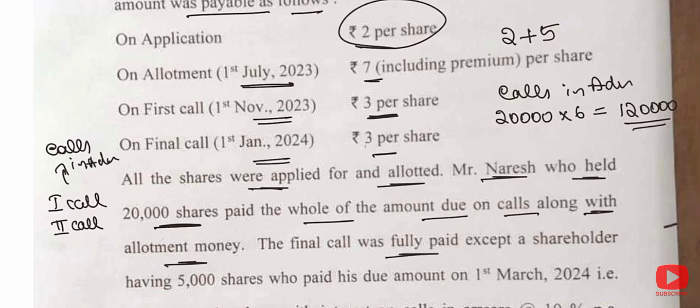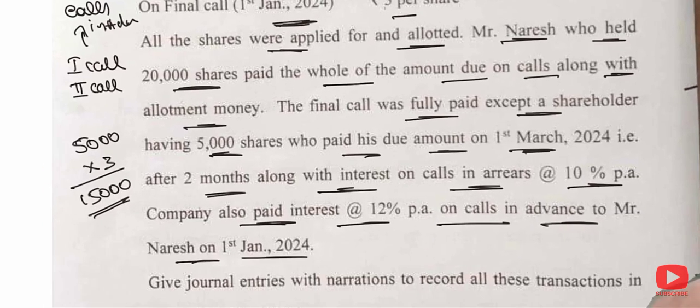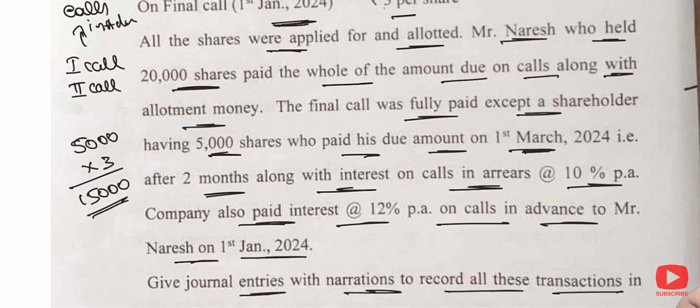Final call was duly paid except a shareholder having 5,000 shares who paid his due amount on 1st March 2024. So 5,000 shares into 3 rupees, 15,000 rupees will be your calls in arrears. But he has paid on 1st March. He was supposed to pay on 1st Jan. He paid on 1st March. 2 months interest will be applicable, along with interest on calls in arrears at the rate of 10% per annum. Company also paid interest at the rate of 12% on calls in advance to Mr. Naresh on 1st January. Give journal entries with narrations to record all these transactions in the books of Arpit Limited.